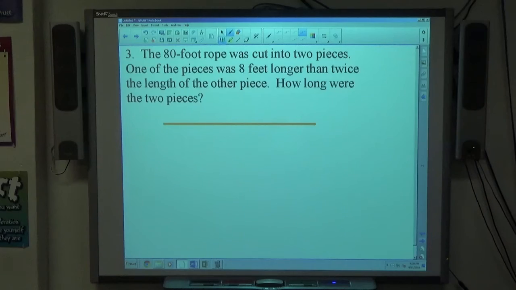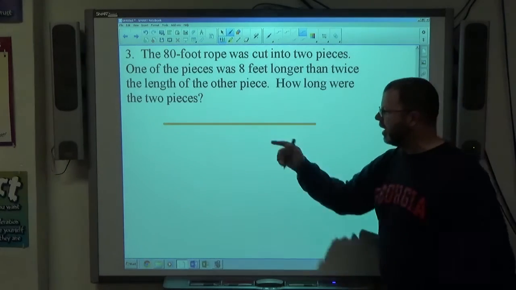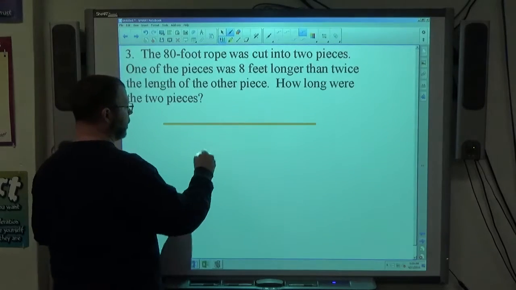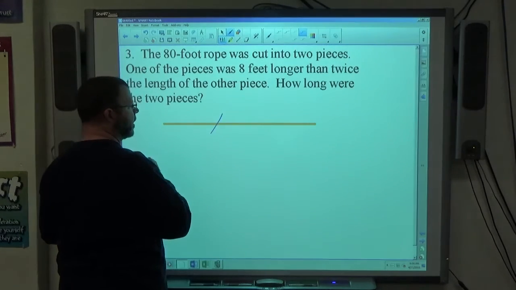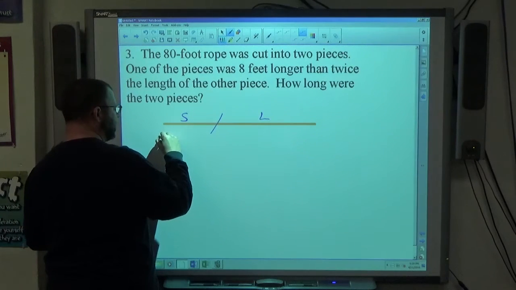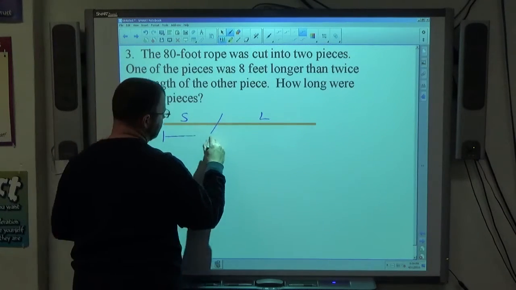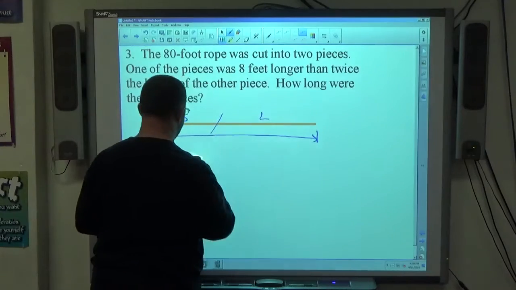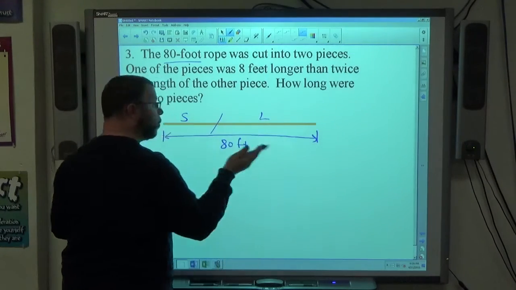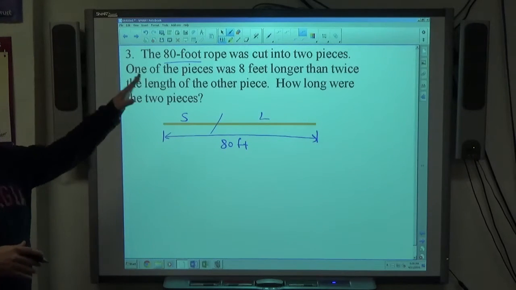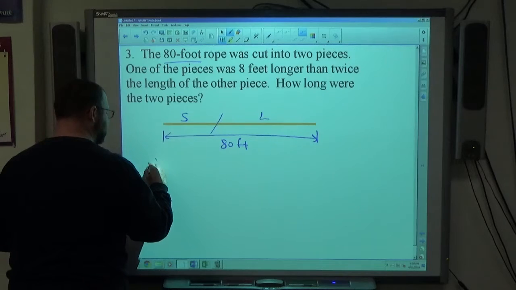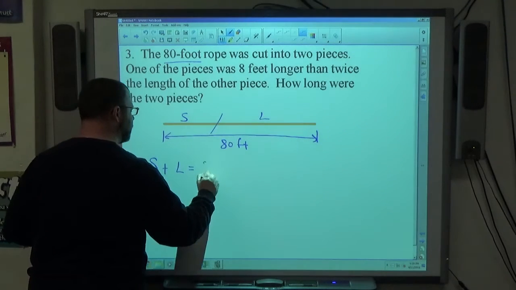Number 3, the 80-foot rope was cut into 2 pieces. Here's my 80-foot rope. Cut into 2 pieces, one's longer than the other. So I'm going to put a little slice there and say this is the long piece, this is the short piece. I know the distance from here all the way to here is 80 feet. So one equation I can make without even reading anything beyond this, I know an 80-foot rope is cut into two pieces. The short piece plus the long piece should equal the total length of the rope.